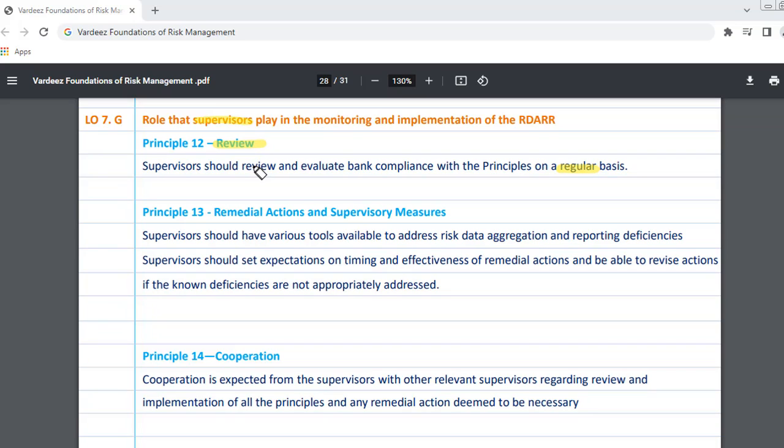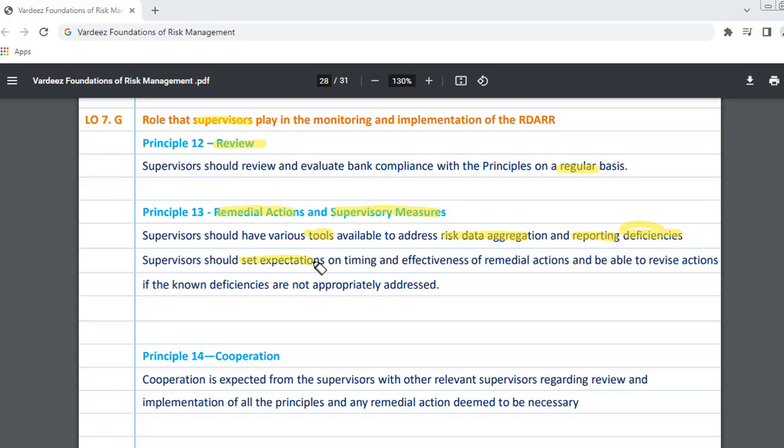So they should review. That's the first responsibility. Remedial actions and supervisory measures. This is principle number 13. Supervisors should have various tools available to them so that they can address any risk data aggregation and reporting deficiencies if they occur. Any sort of deficiency that occurs in the data aggregation and reporting, the supervisor should have the tools available.